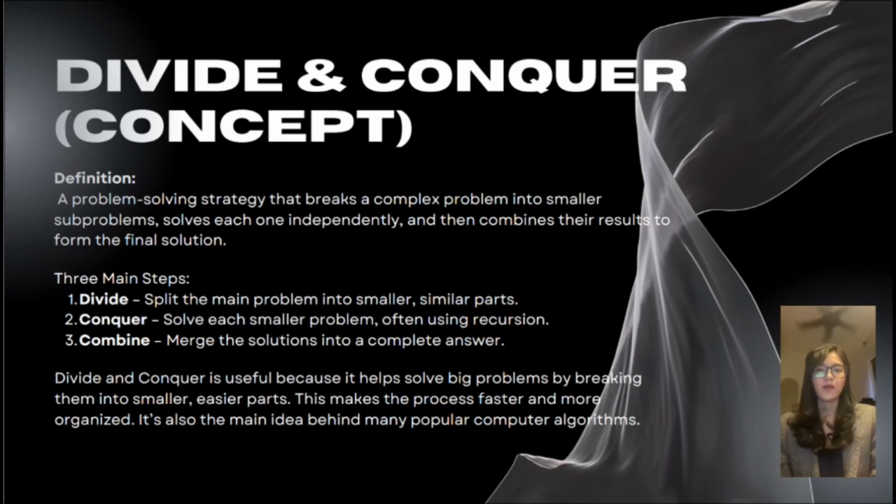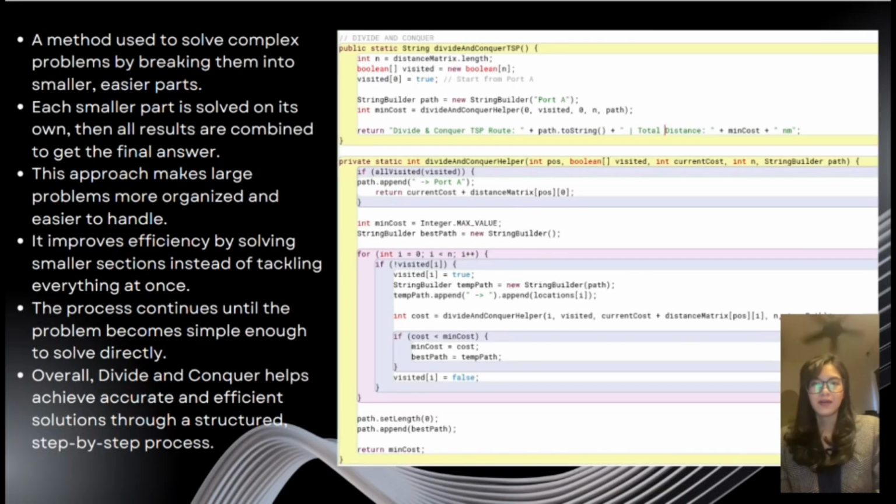First, divide. We split the main problem into smaller similar parts. Second, conquer. We solve each smaller problem, usually by using recursion. Third is combine. We merge the solutions to get the complete answer. In our project, divide and conquer is applied to the relief route optimization problem.